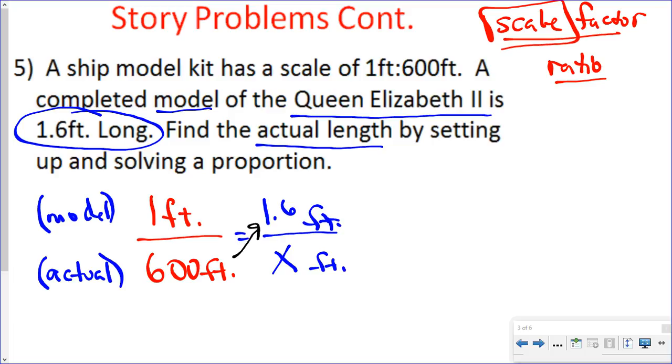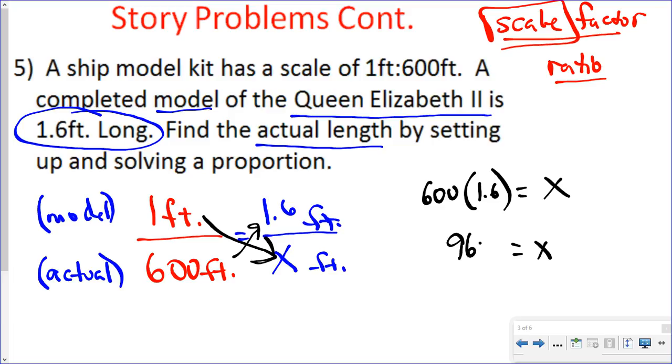600 times 1.6 is going to be equal to 1 times X, which is basically just X. So I get my calculator out again. You should have yours ready to go. If you don't have it out yet, please get it out. 600 times 1.6 means X is going to be 960. In this case, it means the actual ship that they're making a model of was 960 feet in real life.